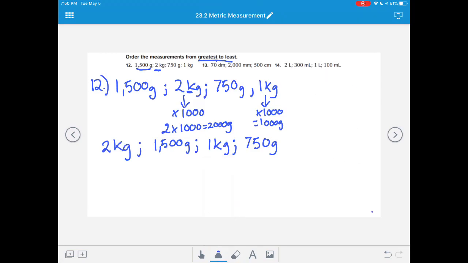Let's solve another one like that, number 13. This time we're working with the unit of meters, decimeters, millimeters, and centimeters. We'll copy down the originals. We have 70 decimeters, 2,000 millimeters, and 500 centimeters.